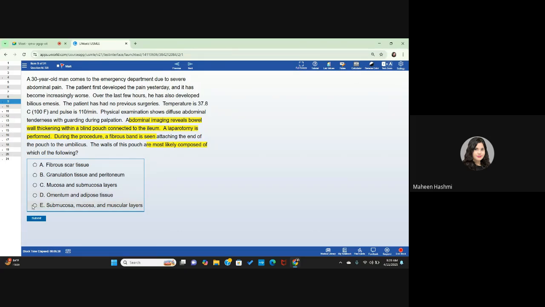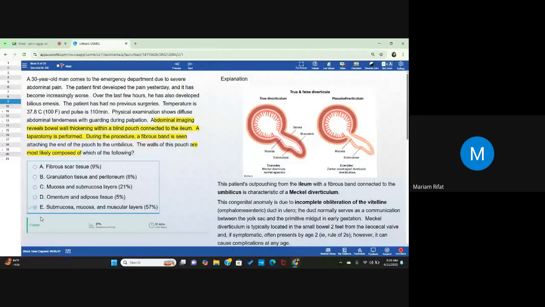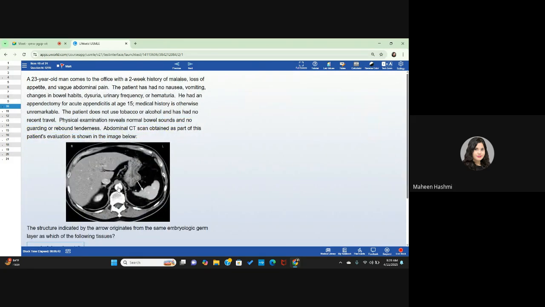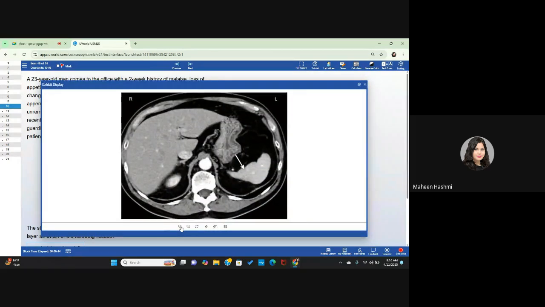It comprises all three layers: mucosa, submucosa, and muscular layer too. We talked about this. False diverticulum is Zenker's, true diverticulum is Meckel's. And again, very easy. All right. Okay, next question for today. What's happening in this?